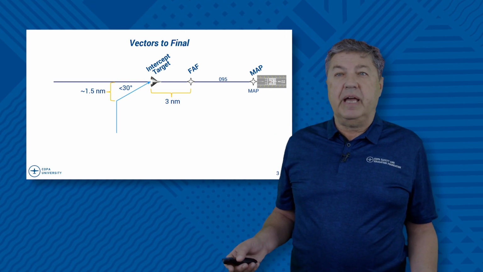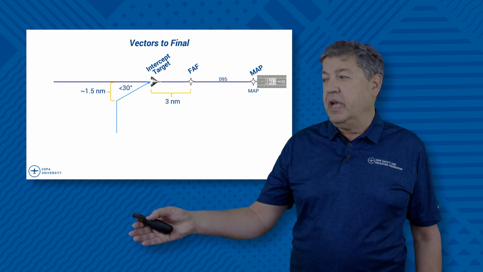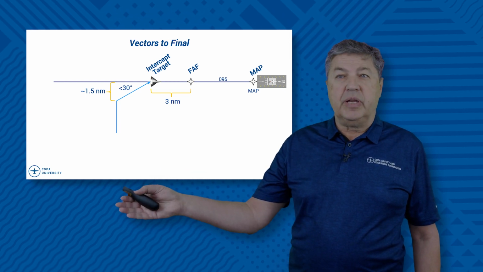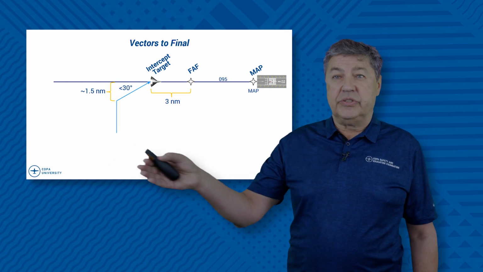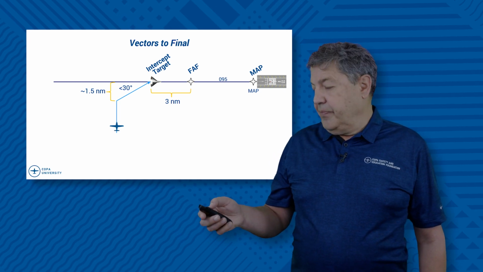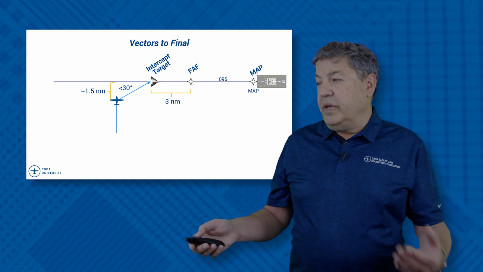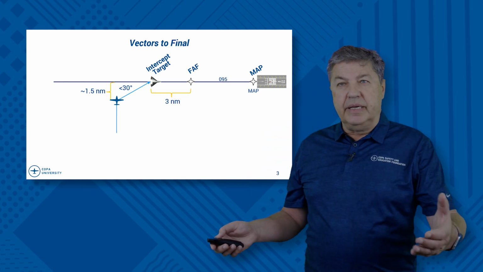Why is it 1.5 miles? Well, if you are too far away from the final approach course, then either you would be intercepting too close to the final approach fix, or that intercept angle would exceed 30 degrees. When you get at the appropriate distance from the final approach course, a clearance comes in.